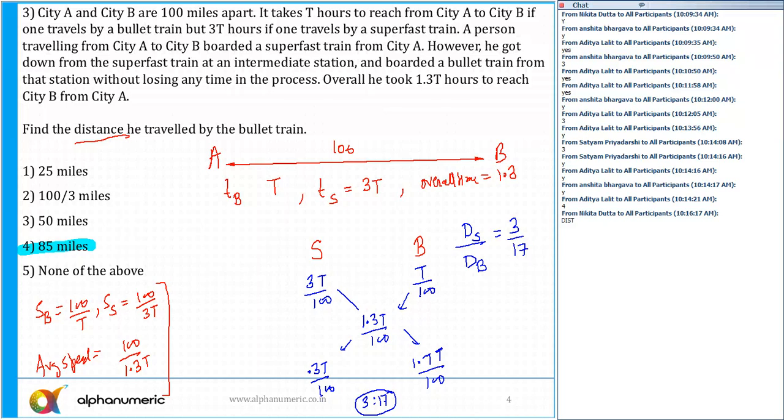And the question is to find the distance he traveled by the bullet train. So the distance traveled by the bullet train is equal to 17 upon the sum of the ratios, which is 20, into total distance 100, which is equal to 85. So this is the answer.